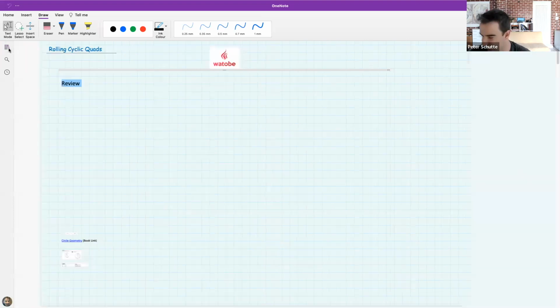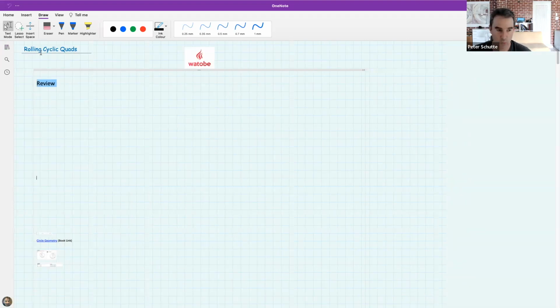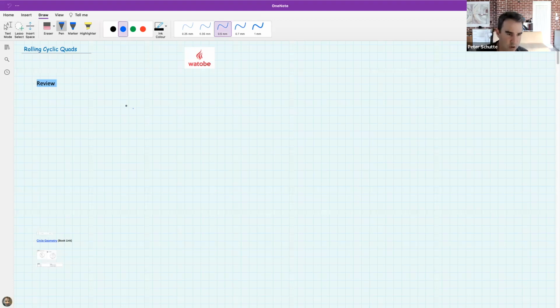Get going. So what is the topic that we're doing at the moment? We're doing circle geometry, and we spent the last week talking about circles and theorems related to the center of the circle. And today we're going to shift our focus to circles and cyclic quads. But before we do that, I want to do some vocabulary again quickly.